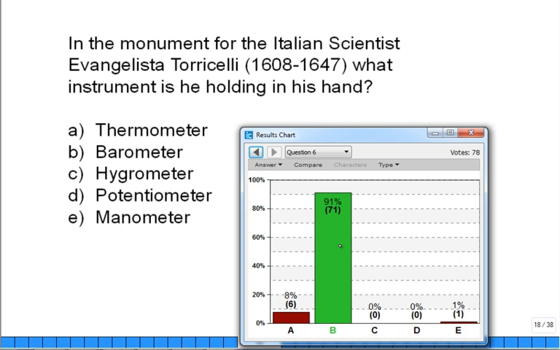Why do we have 6 people holding a thermometer? We're talking pressure. We're talking pressure.